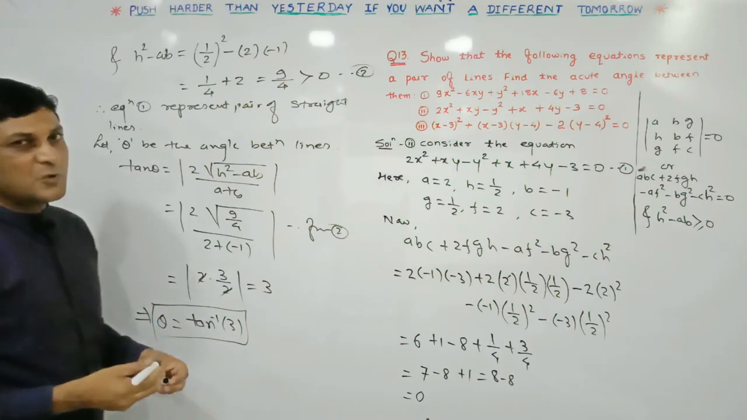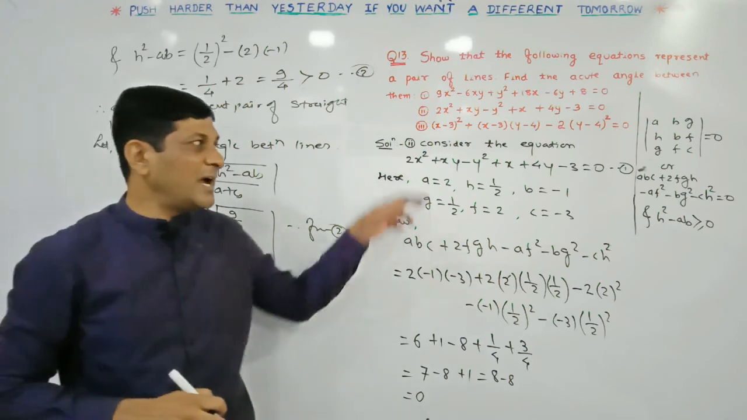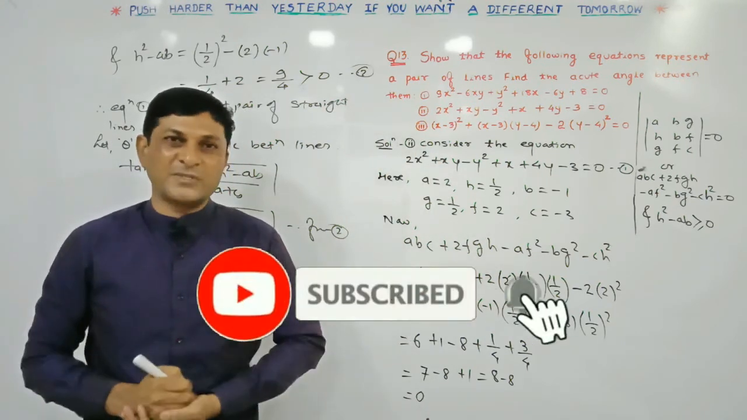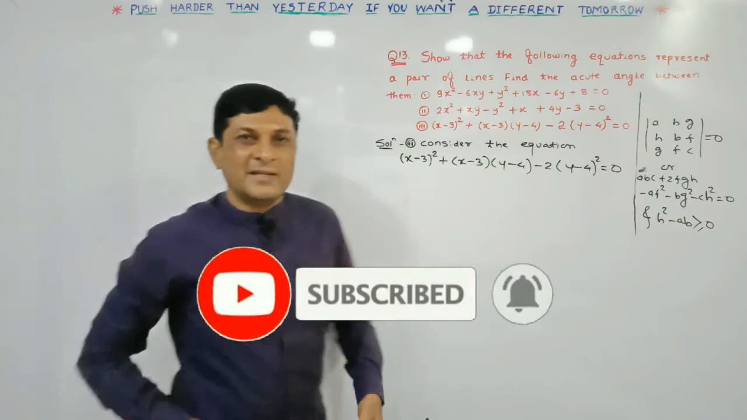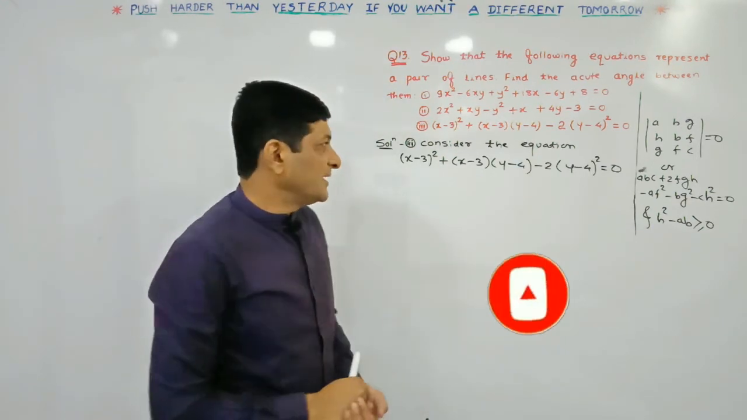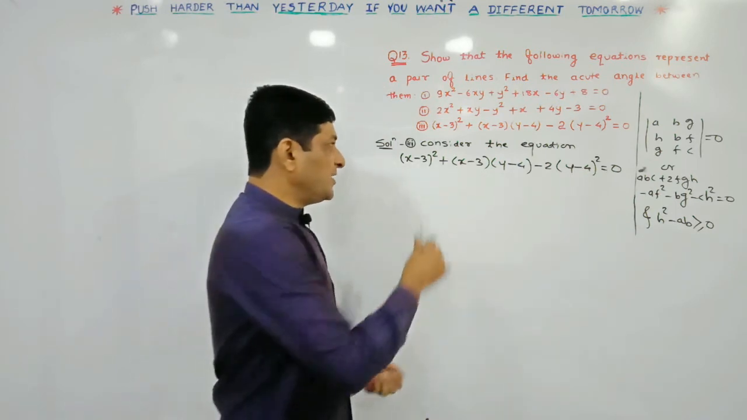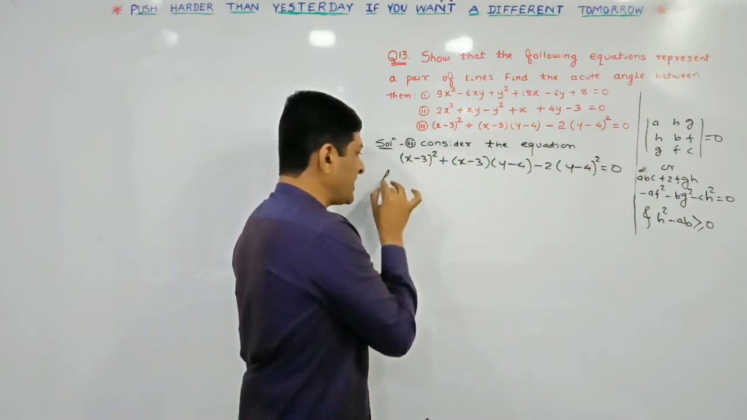In this way we have got the required angle between the lines represented by this general equation of second degree in x and y. Now see example number 3. In this case also one equation is given to us. For simplicity we are denoting here x minus 3 by capital X.